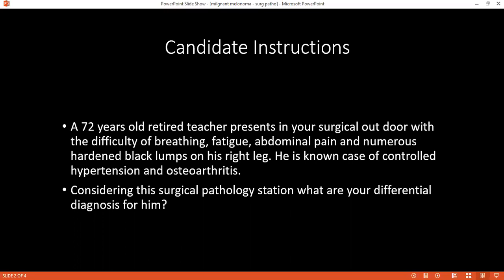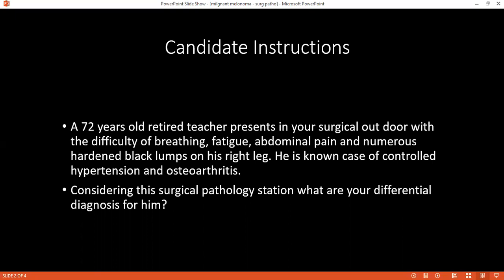Can you please tell me what genes are responsible for familial malignant melanoma? Yeah, we have CDKN2A and CDK4, BRCA2, and also MC1R.